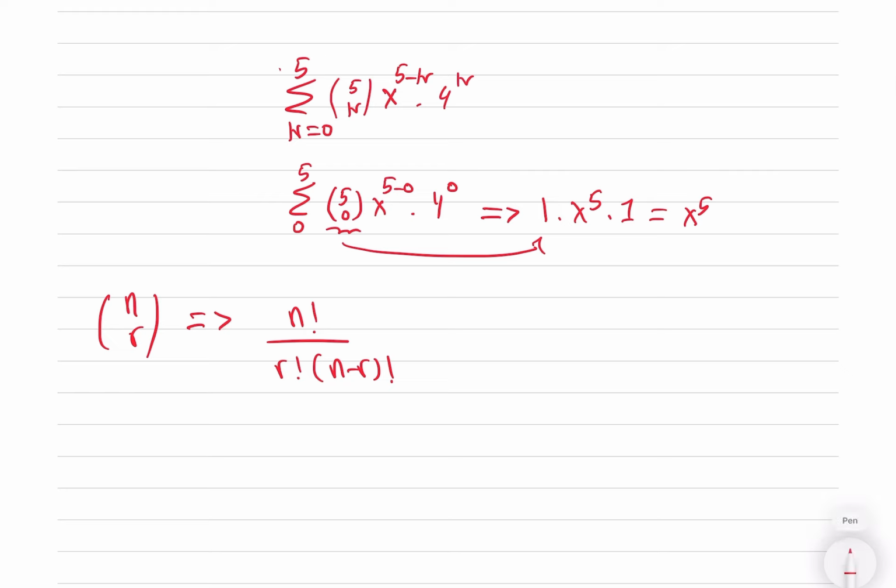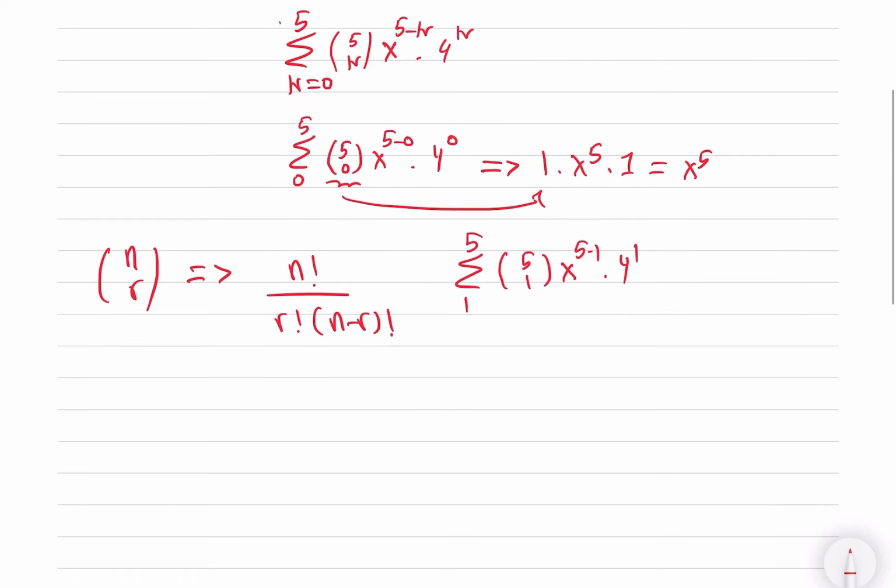Moving on to the second term, you're going to have to finish all the terms. This is the first term. The second term is 5, and then you start counting. If I started with k equal to 0, now I move on to k equal to 1. I have 5, 1, and we have x to the power of 5 minus 1, and 4 to the power of 1. That's it.